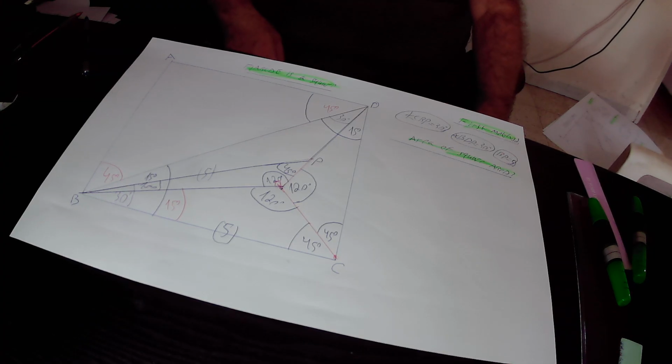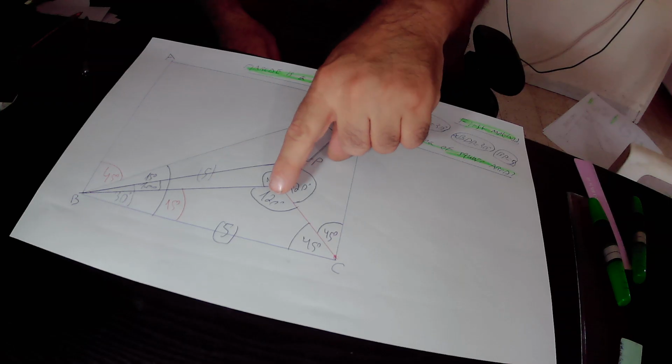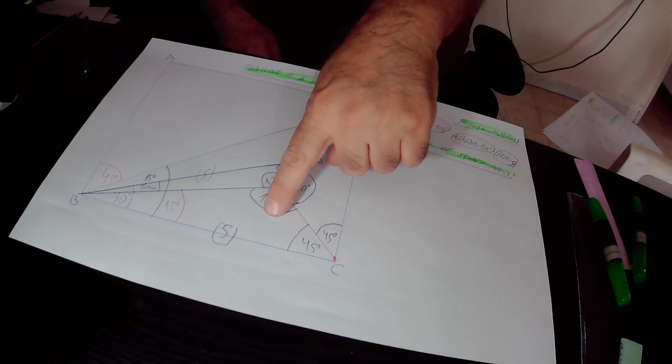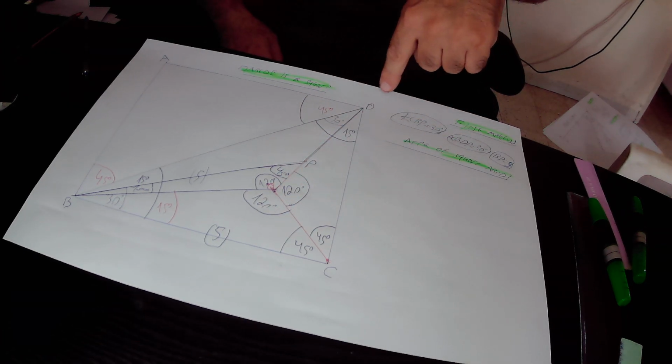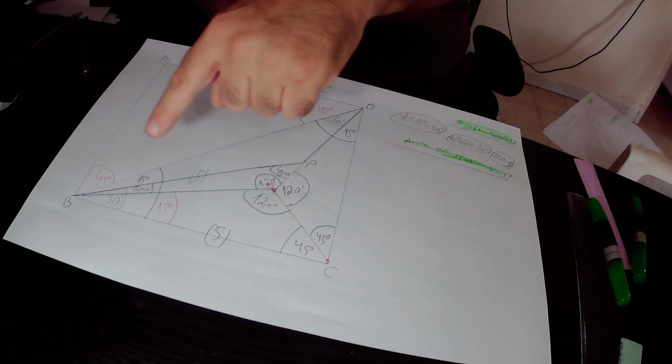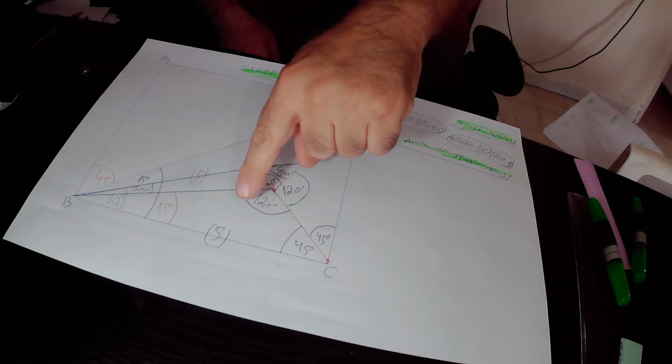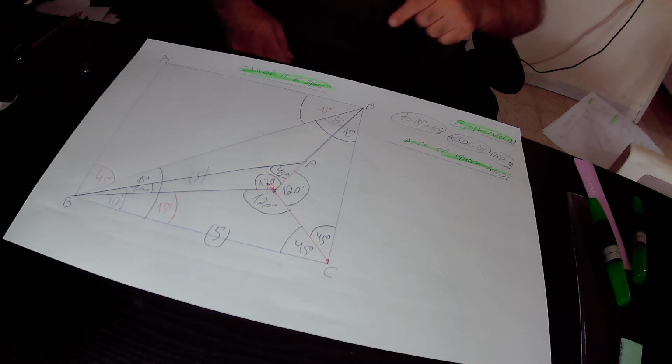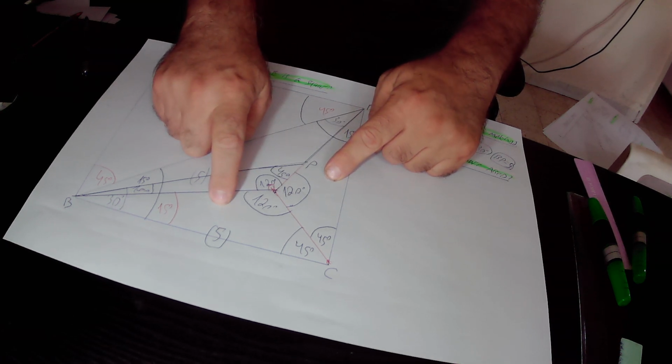Okay, so the next step is to prove that those two triangles are congruent according to the side-angle-side law. So again, we prove that triangle DQC is congruent to triangle BQC according to the side-angle-side law.